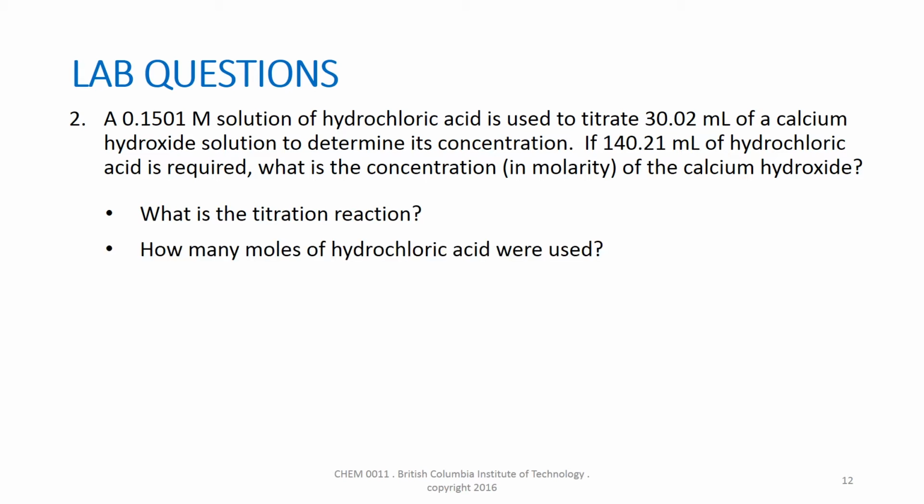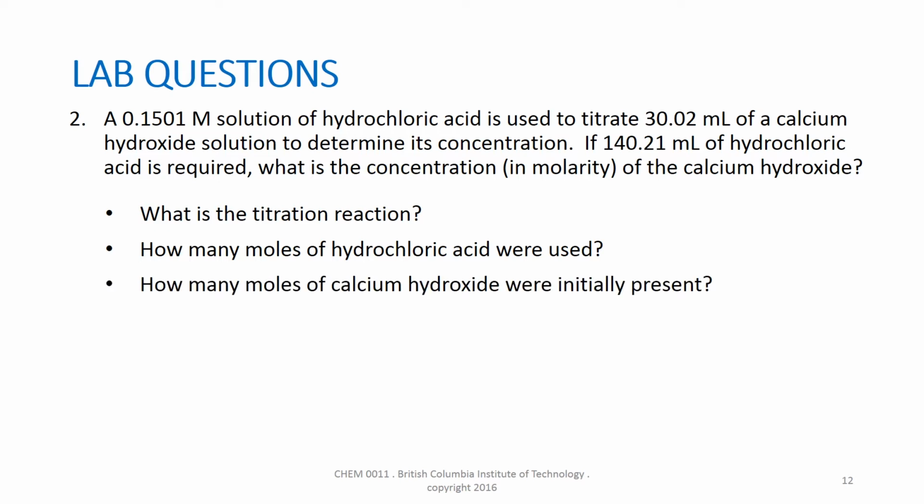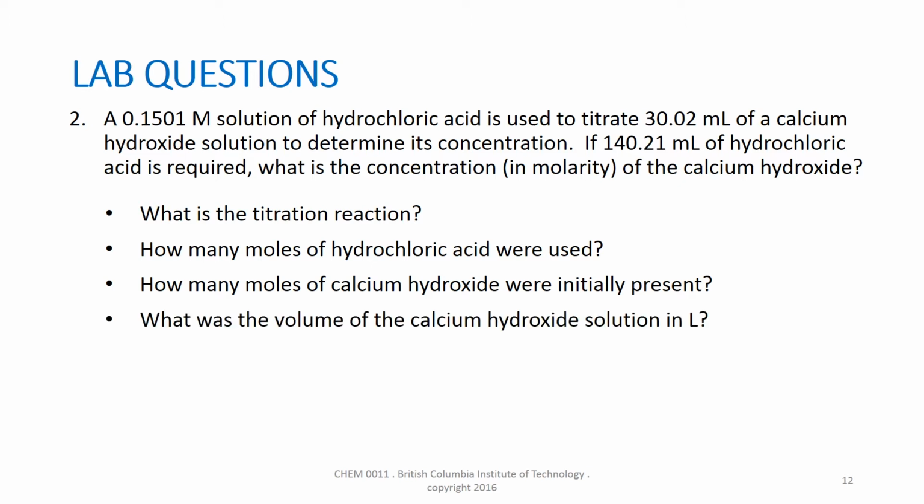How many moles of HCl was used? This can be calculated from the concentration of the hydrochloric acid solution and the volume of the hydrochloric acid solution used. By using the mole ratio of the balanced chemical reaction for the titration, the moles of the hydrochloric acid used can be converted into the moles of calcium hydroxide initially present.